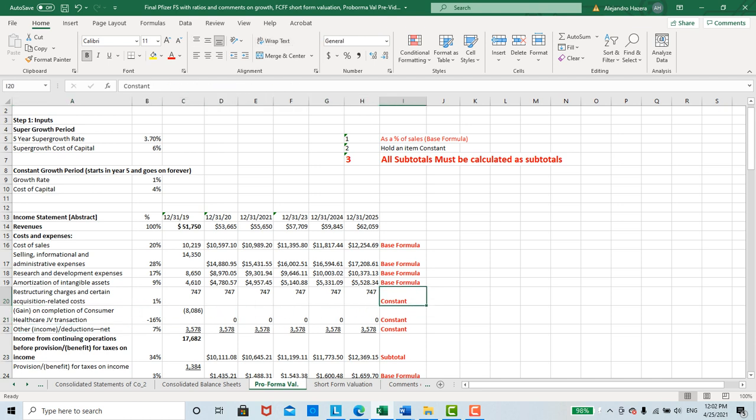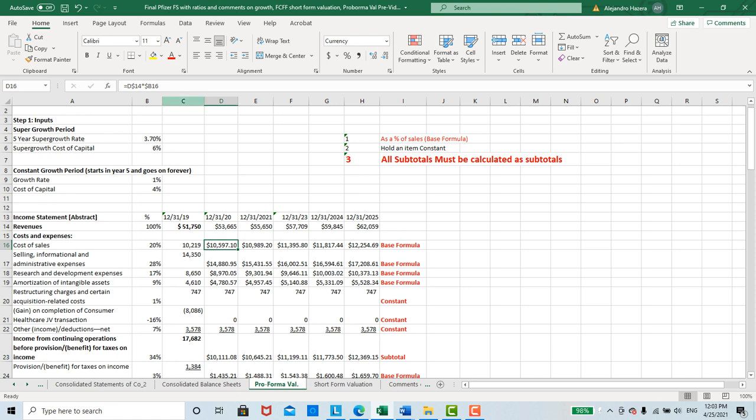So if there's a relationship between an item, expense, and sales, you should use the base formula. The base formula results in items which go up as the level of sales go up, as you can see, and the percentages are determined by the percentage that we used in the base year. The base year in this case is 2019. So there's 3 ways. One is you can take them as a percentage of sales, for which you're going to use the base formula done right.